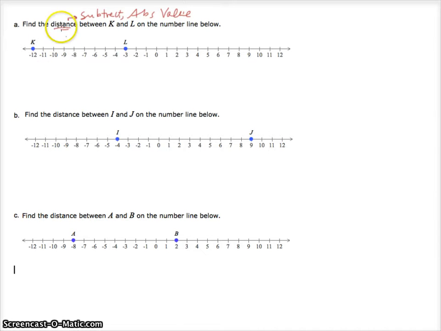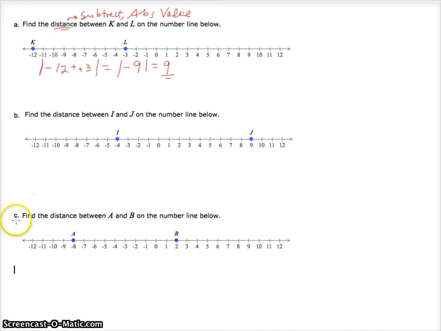Okay, so we're going to find the absolute value of -12 minus -3. Alright. -12 minus -3 is -12 plus +3. -12 plus 3 gives me the absolute value of -9, which is 9. If I want to check, all I have to do is count 1, 2, 3, 4, 5, 6, 7, 8, 9, and it's true, it works.